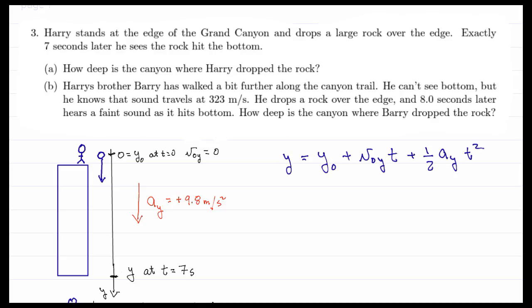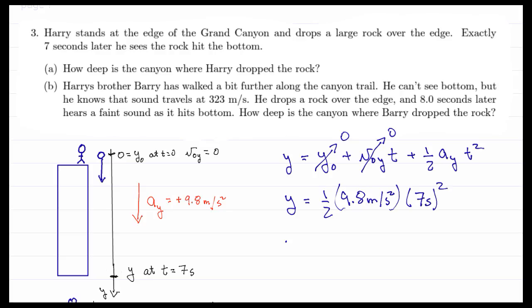Some of this is already known to us. We know this is 0. We know the initial velocity is 0 because Harry drops the ball. He doesn't throw it. And we can write out the equation as y equals 1/2 times 9.8 meters per second squared times time squared, and the time is the 7 seconds it takes for the ball to hit the ground. Now, this is straightforward. Plug these numbers in your calculator. You should get the canyon height where Harry is to be 240.1 meters.